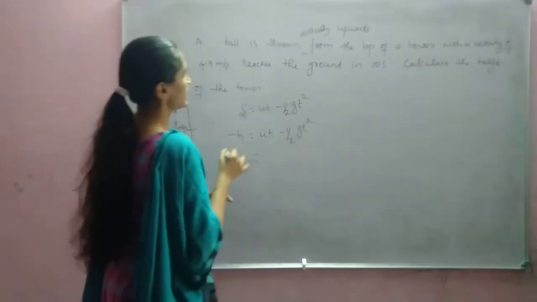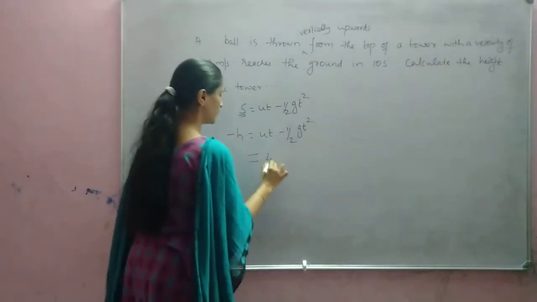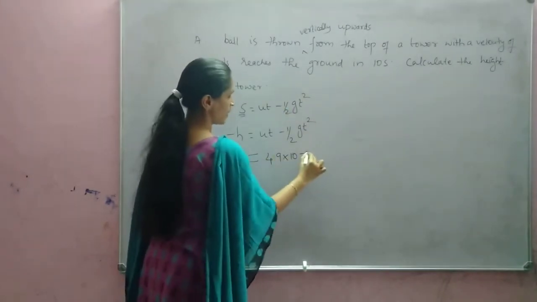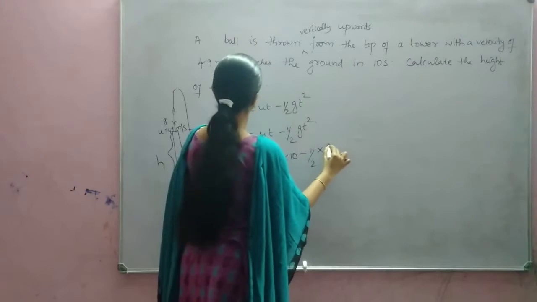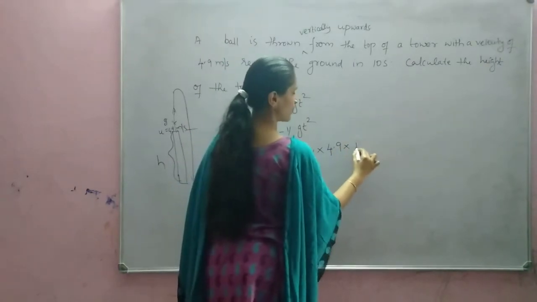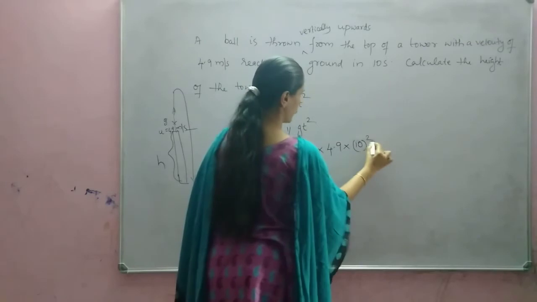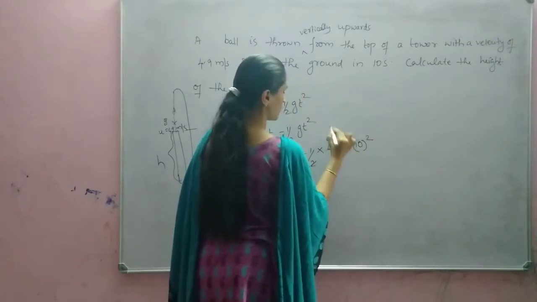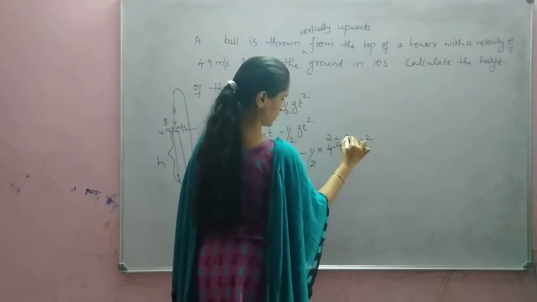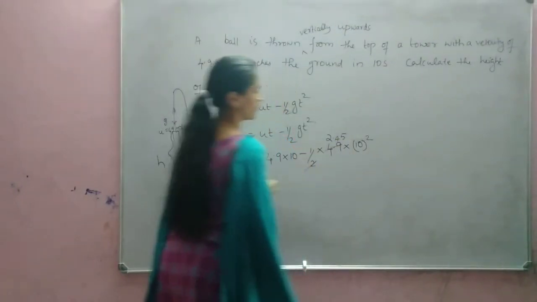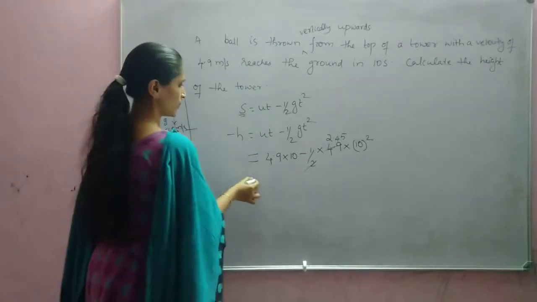Initial velocity is given, what is the value? 4.9, into t, which is given as 10, minus half into 4.9 into 10 square, which is 100. 10 square itself we can write. You can simplify it, what will you get? 2.45. You will get 2.45.